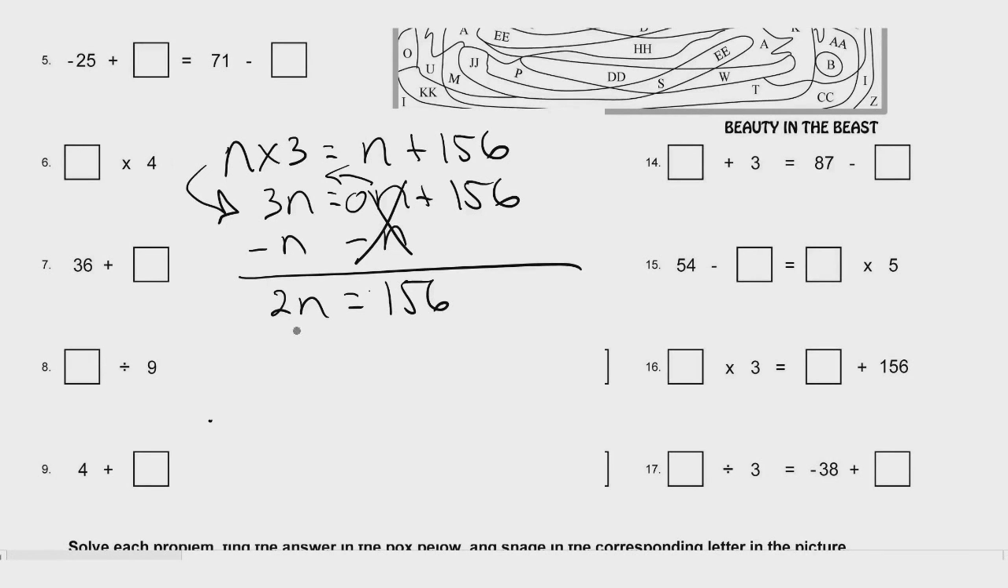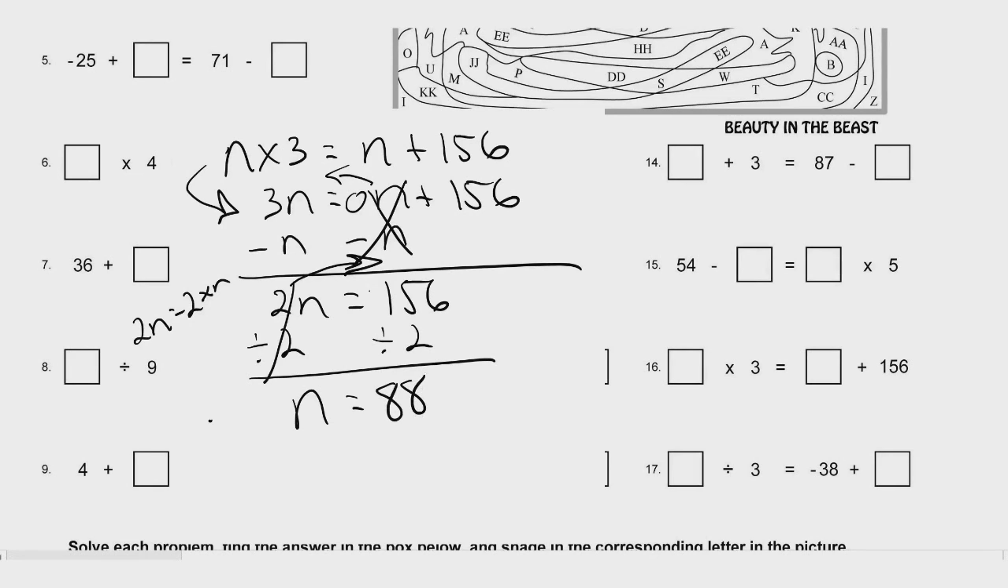156 is happy, but the 2 next to the n is not. So we can move the 2 to the opposite side to join its friend, a number. The opposite of that is division, so we're going to divide by 2 on both sides. I don't think I have to explain to you again that 2n is 2 times n anymore. And then these cancel each other out. We get n equals 156 divided by 2, which would be what? 88? No, that can't be right. It would have to be 78, because 78 plus 78 equals 156. So n equals 78, and we're going to put 78 right here.